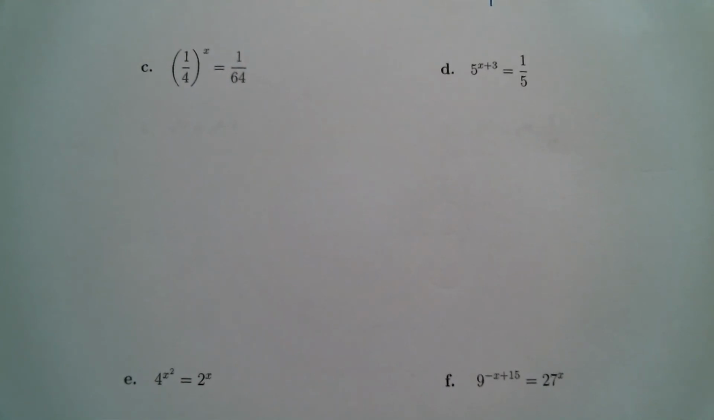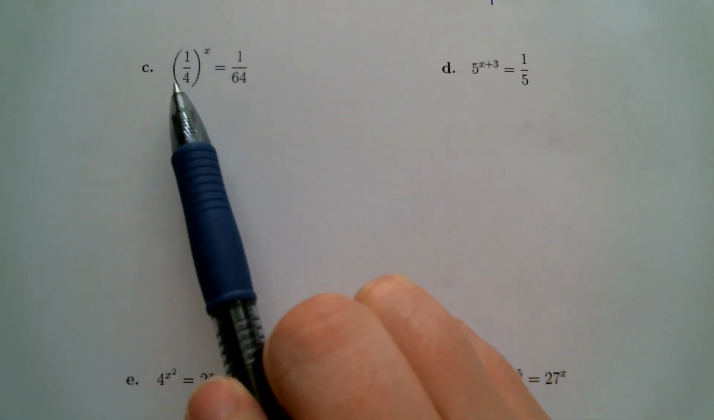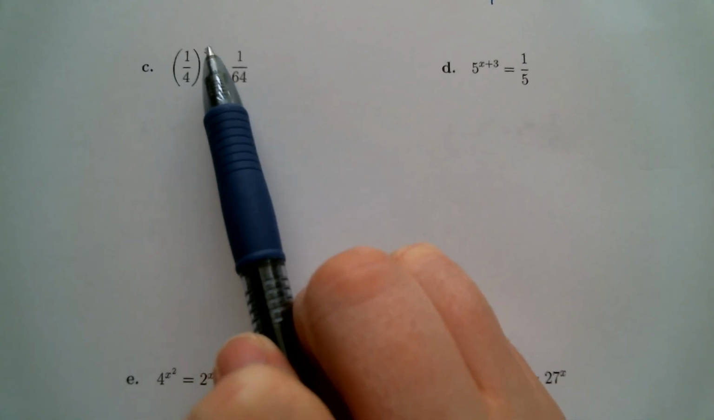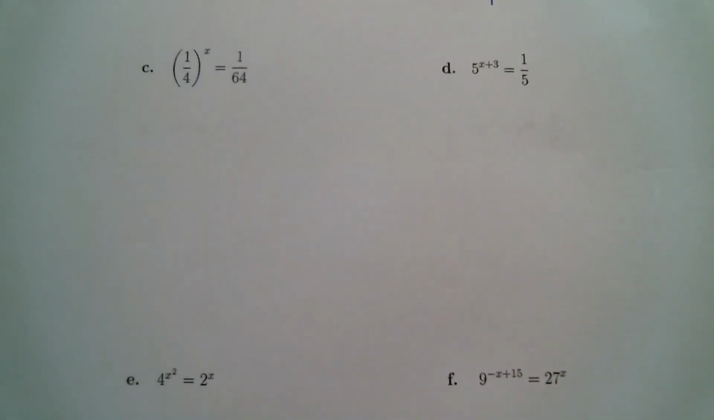Our next exponential equation is part C, where we have the fraction 1/4 raised to the x power, and that has to equal 1 over 64. This one has fractions involved, and I know fractions can be a pain. The easiest way to do this one, to be honest with you, you're trying to raise 1/4 to a power, so you're actually multiplying 1/4 by itself. So you're trying to figure out the value of x.